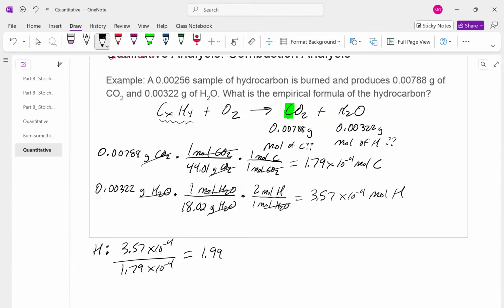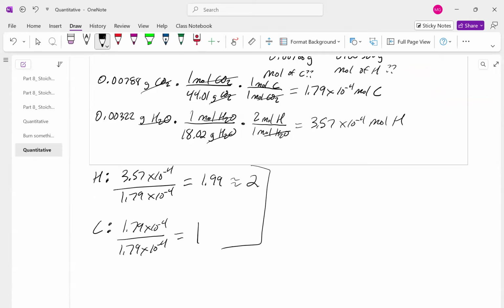And I'm going to do the same thing for carbon. In this case, it's the same thing over each other. So that comes to 1. And that basically tells us the subscripts in our empirical formula. 1 carbon, 2 hydrogens. And that's our empirical formula. We don't have enough information to figure out the molecular formula, but this is kind of where we will take it with these kinds of problems. We won't worry about going to the molecular formula.